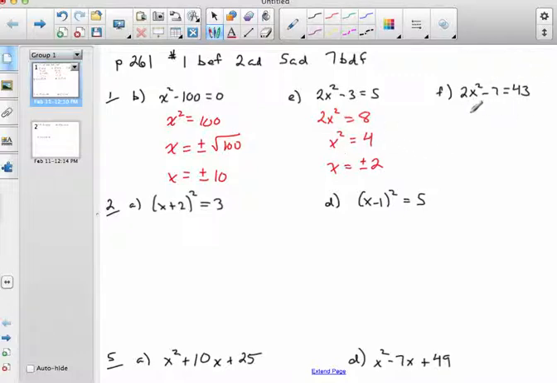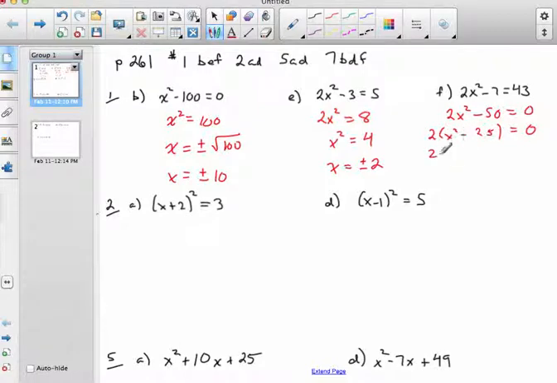This one I'm going to show you another way to do it, by factoring. I'm going to go 2x squared, and I'm actually going to bring the 43 over to the other side. So 43 minus 7 gives me minus 50 equals 0. Now I'm going to attack this by factoring. First thing I look for is greatest common factor, and I get 2x squared minus 25 equals 0.